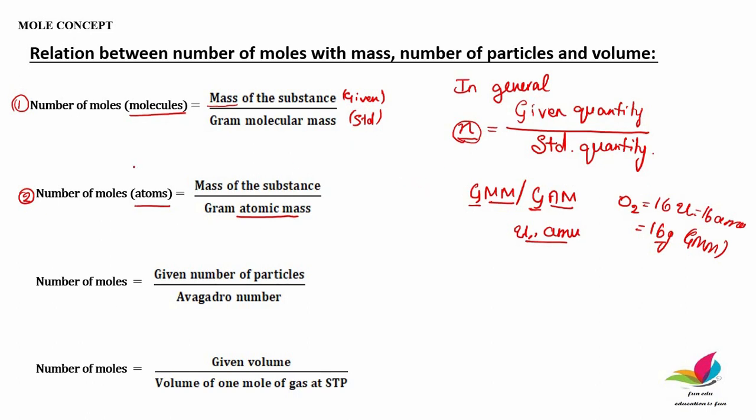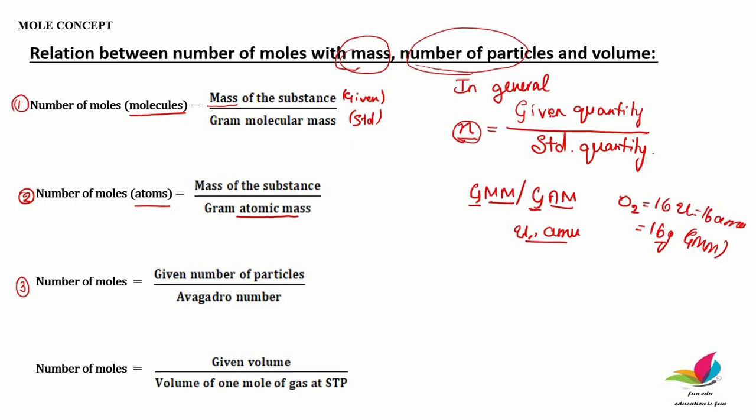So number of moles is equal to mass of the substance by gram molecular mass if you are calculating number of moles for the molecules, and number of moles is equal to mass of the substance by gram atomic mass if you are calculating it for the atoms. Similarly, number of moles will be equal to given number of particles divided by Avogadro number. So you are relating the number of moles with the number of particles. See, so the first mass is over, mass for molecules, and for atoms it is separate, and then for the number of particles. So in case of number of particles, given number of particles divided by standard.